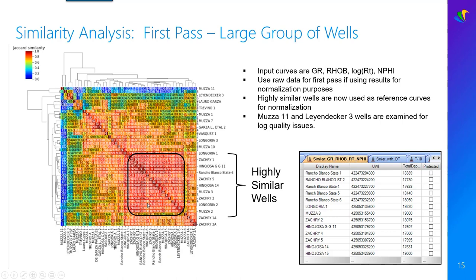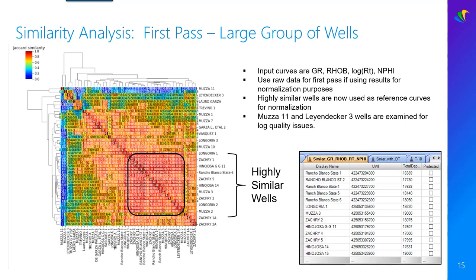So we ran it on a large group of wells, and these are the results. Immediately, this group comes out as a group of highly similar wells. We use gamma ray, rho B, deep induction and neutron for the input curves. We use the raw data because we might want to use the results for selecting reference wells for normalization. The highly similar wells are now used as reference curves for normalization.